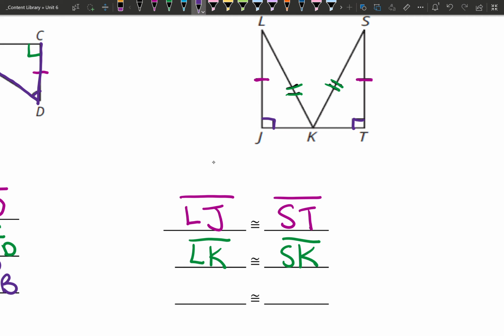Right, well, let's write down the congruency statement. I got angle J, which I could also call LJK. And I have angle T, which I could also call STK.